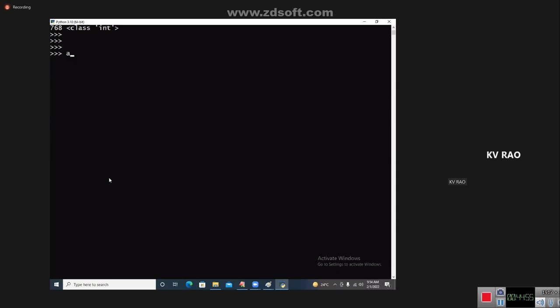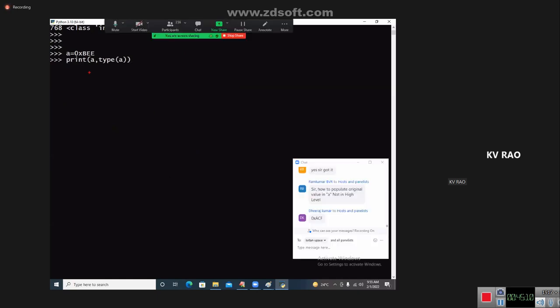A is equal to 0xBEE. 0xBEE, all of you. Print of A. Take it, because discussions are coming from the written test point of view. BEE, you need to take it. 16 to the power of 0, 16 to the power of 1, 16 to the power of 2. What is the B value?